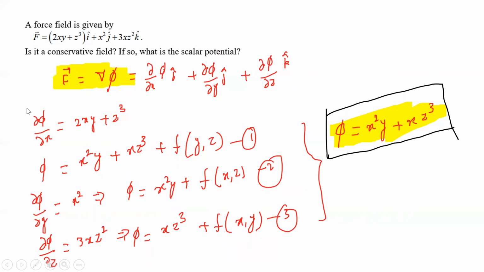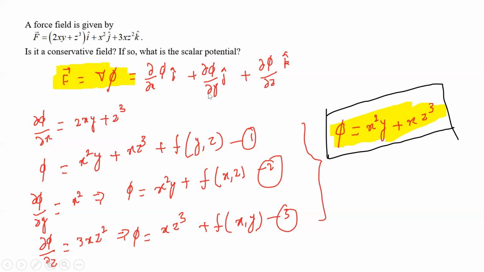Now, as this is a partial derivative, you can easily integrate this function and find phi. So phi will be x squared y plus x z cubed, and we will also have a constant term. As the integration is done with respect to x only, the constant may be a function of y and z, but it should be independent of x. So this is a constant f(y, z), meaning f is a function of the variables y and z.